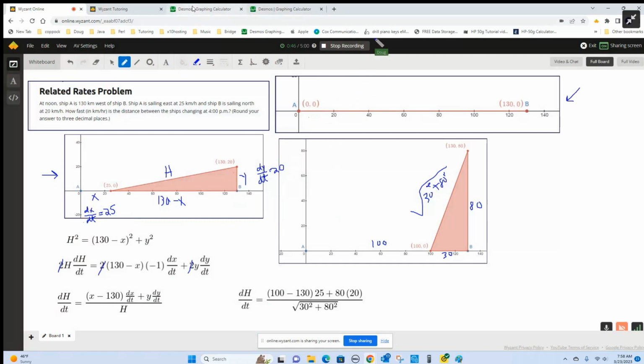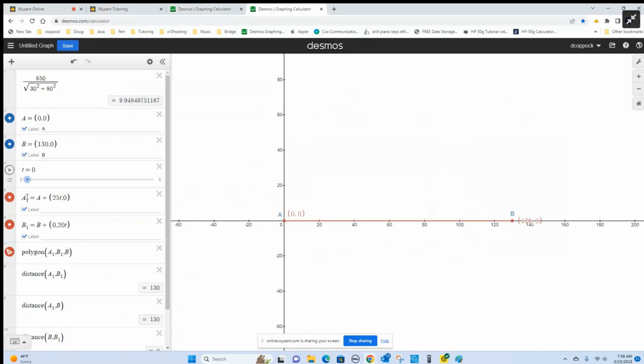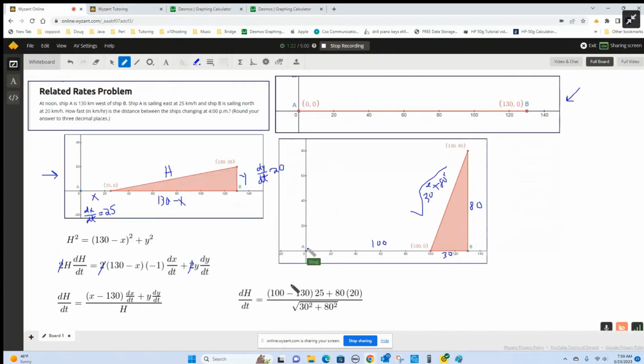If I share my screen real quickly and show what's happening as time increases, focus on the distance from A sub 1 to B sub 1, which is this distance right here. Right now, it appears that that distance is decreasing. But by the time we get to 4, the distance is increasing. So we expect dH/dt to be positive when t equals 4.